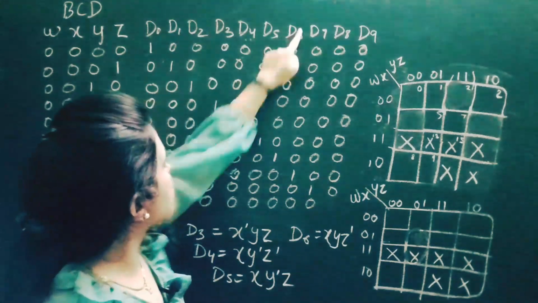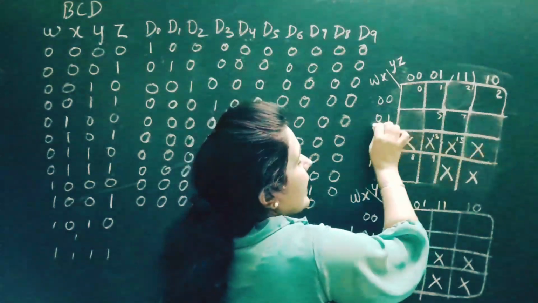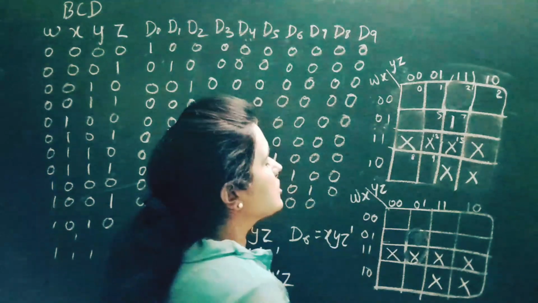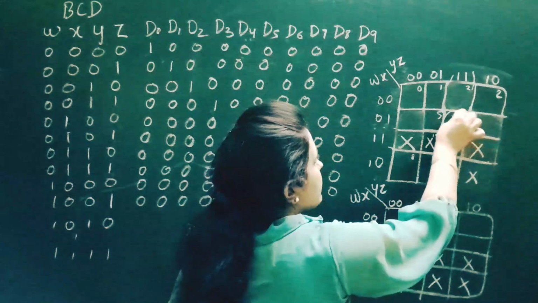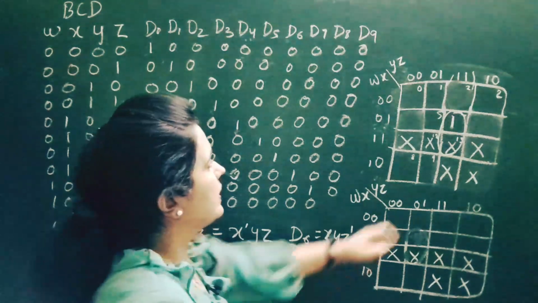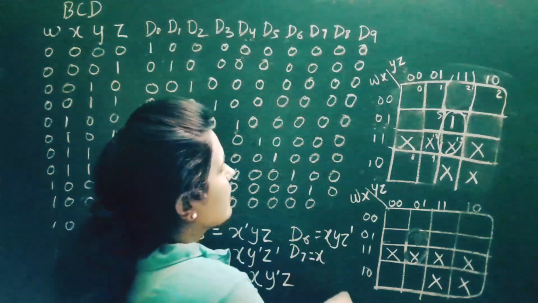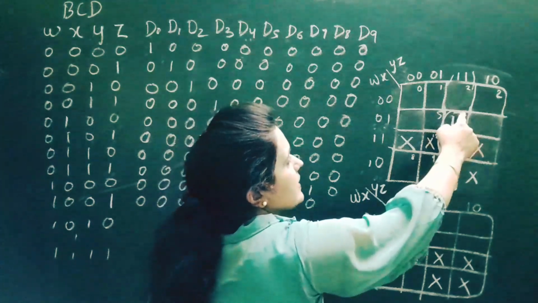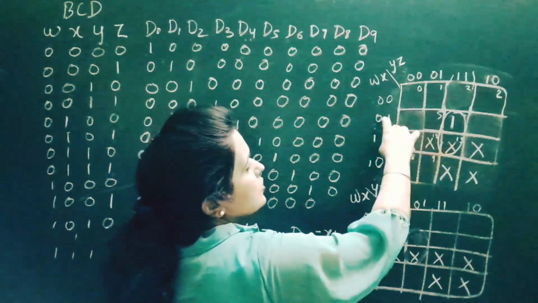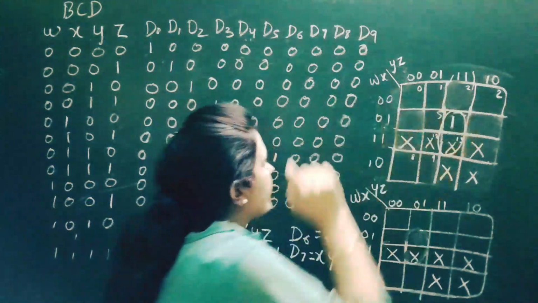Now D7 is high at the value 0 1 1 1. So we should write a 1 here. Also this one can be combined with this x. So what will be the expression for D7? The expression for D7 will be equal to, in these rows the value of x is fixed, so we write an x here, and here the value of y and z is 1 1. So we should write yz only, xyz. So the expression corresponding to D7 will be xyz.